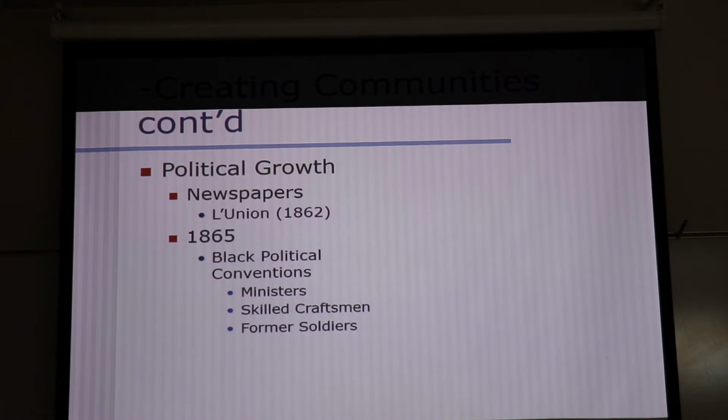Now, also, creating communities continued. You started to have the growth of newspapers. The first African American newspaper in America was La Union in 1862, down in New Orleans, shortly after it was liberated. And by 1865 you had black political conventions being formed, attended by ministers, skilled craftsmen, former soldiers.